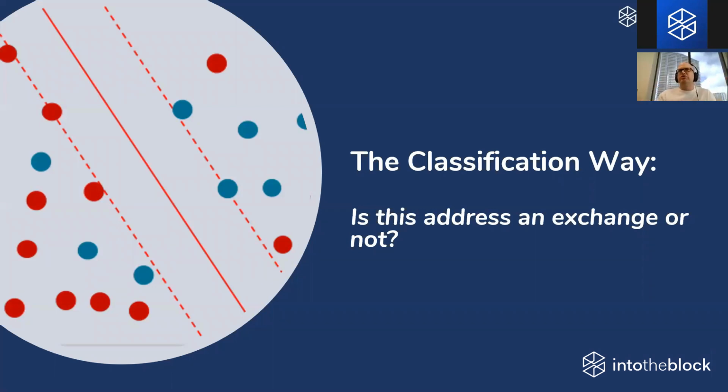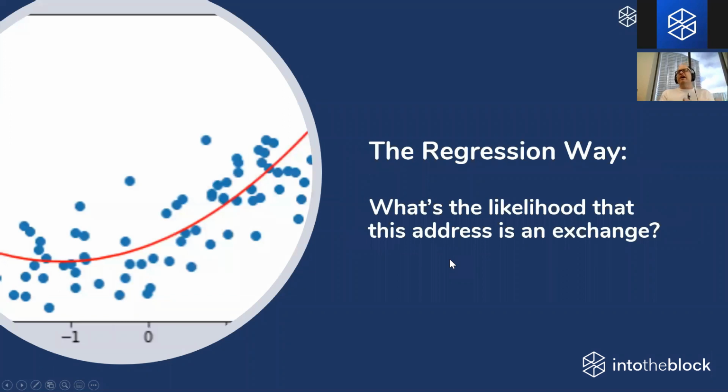It learns certain characteristics of the data set, and it tries to infer whether new data behaves like an exchange or not. The output of a classification model is discrete: is it an exchange or not, 0 or 1? If you want something more like a probability, like what's the likelihood that this address is an exchange, you're on the other side of the spectrum, which is what is called regression.